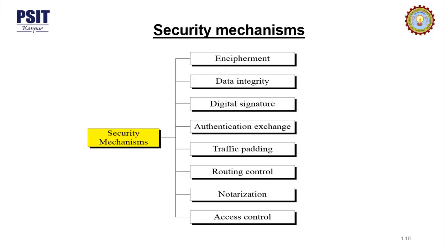The following diagram shows all the security mechanisms through which we provide various security services to any organization. As you can see, we have encipherment, data integrity, digital signature, authentication exchange, traffic padding, routing control, notarization, and access control. These were discussed in the previous slide under the categories of specific security mechanisms and pervasive security mechanisms.